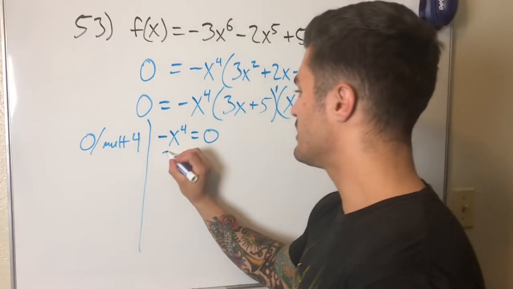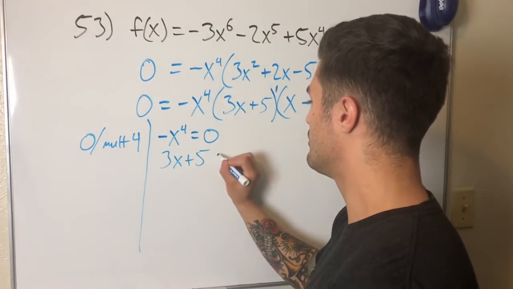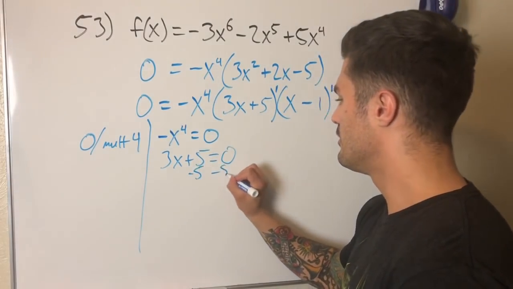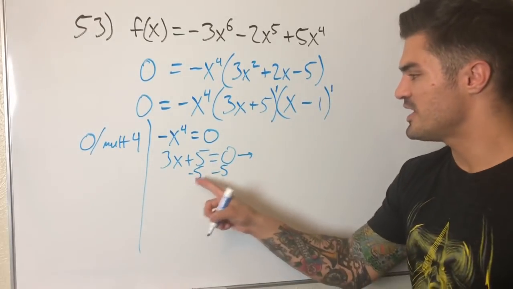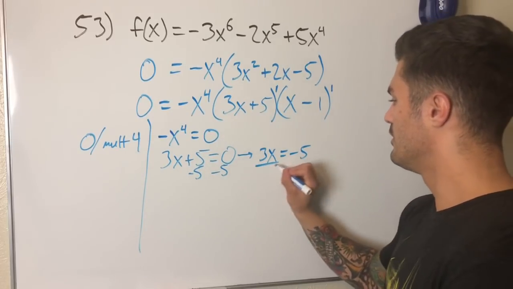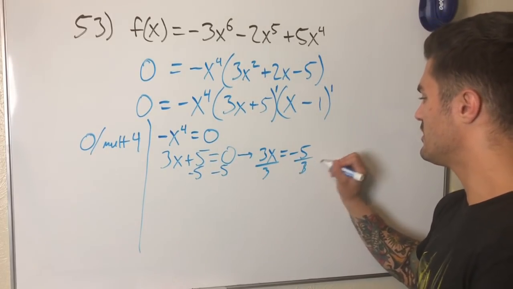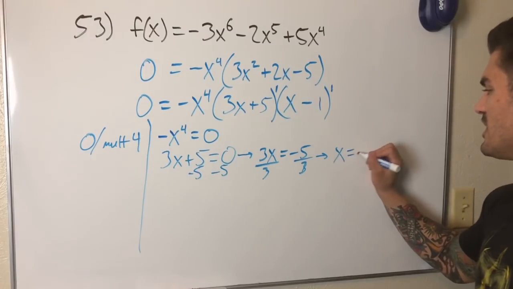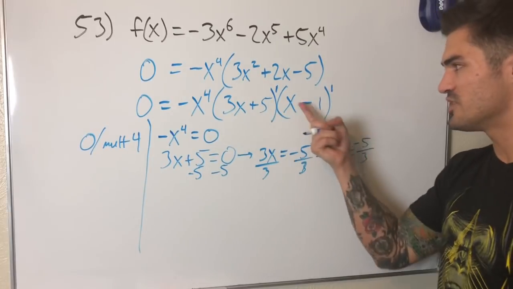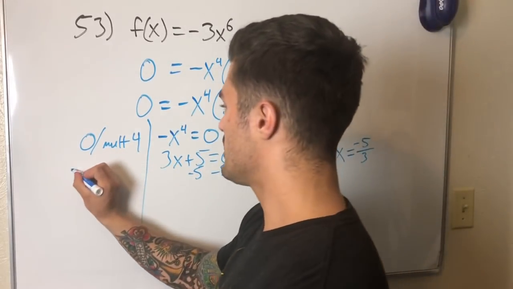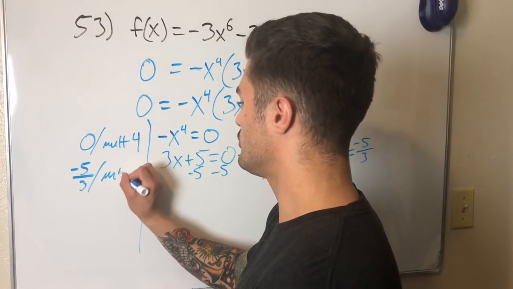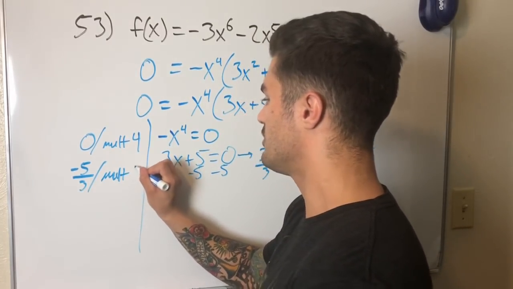3x plus 5, I can set that equal to 0. 3x plus 5 is equal to 0. And now I can solve for x, so I subtract 5 from both sides. And that gets me to 3x equals negative 5. And then I just divide both sides by 3, and I get x equals negative 5 over 3, all right? And again, both of these zeros will have a multiplicity of 1. So I have x equals negative 5 over 3. That is a 0. And I write slash multiplicity of 1.